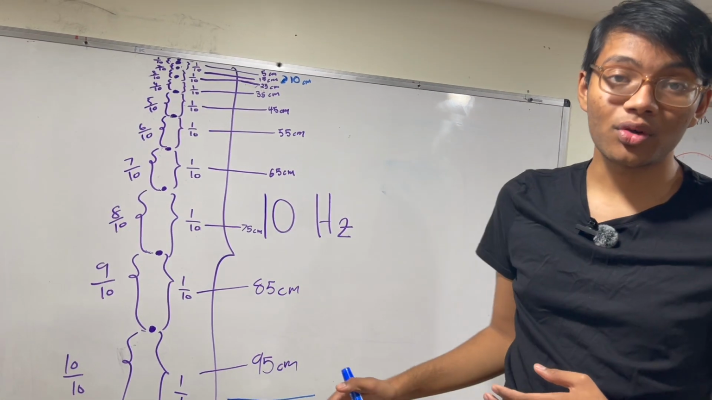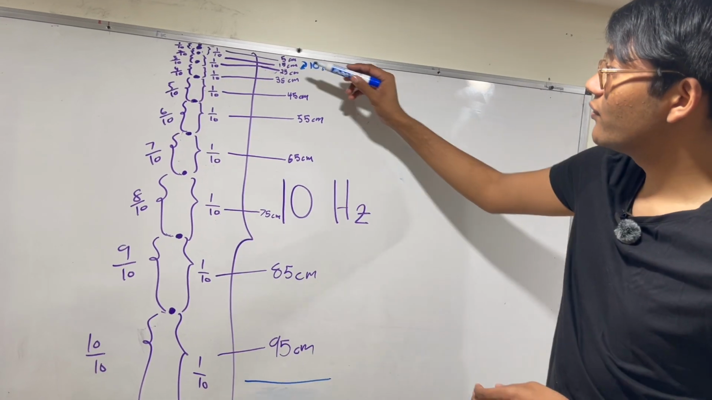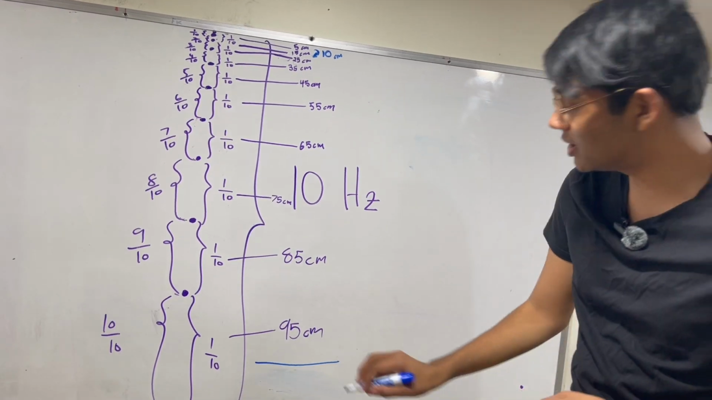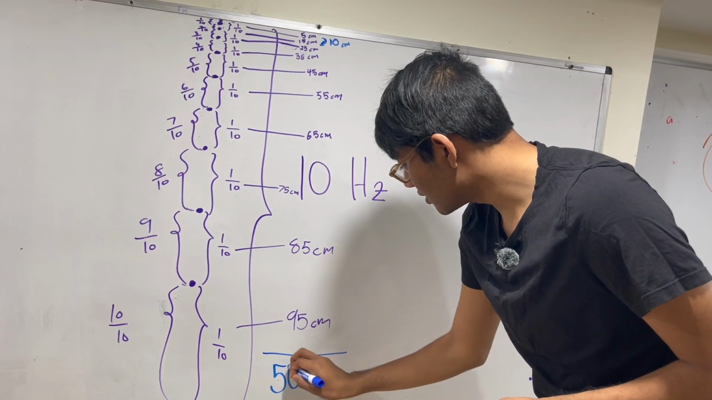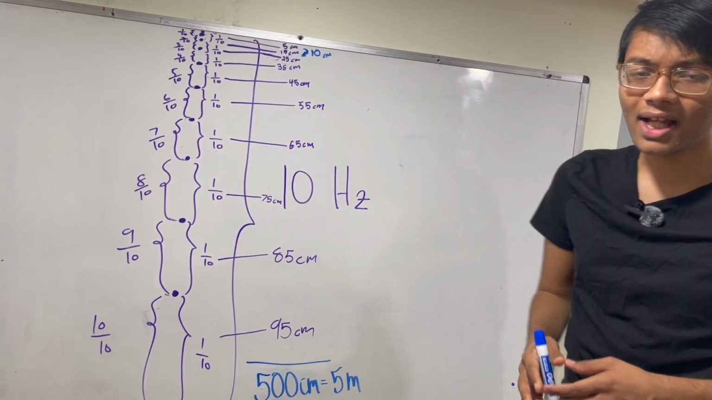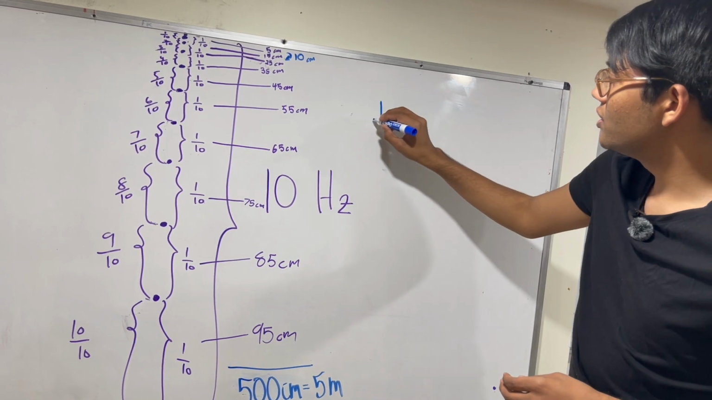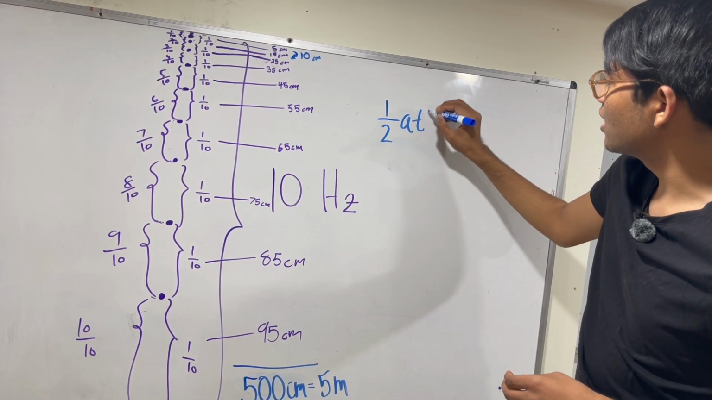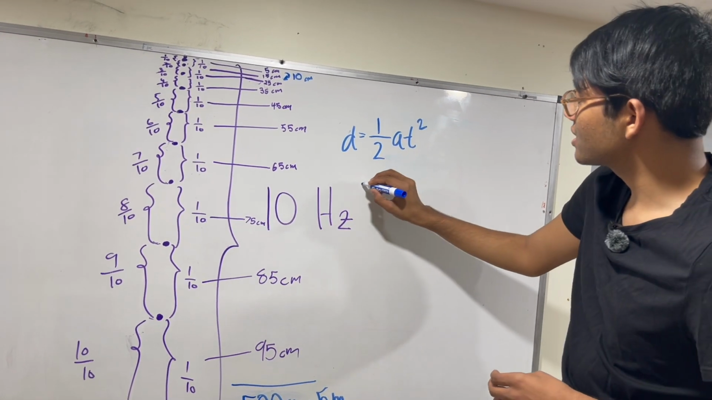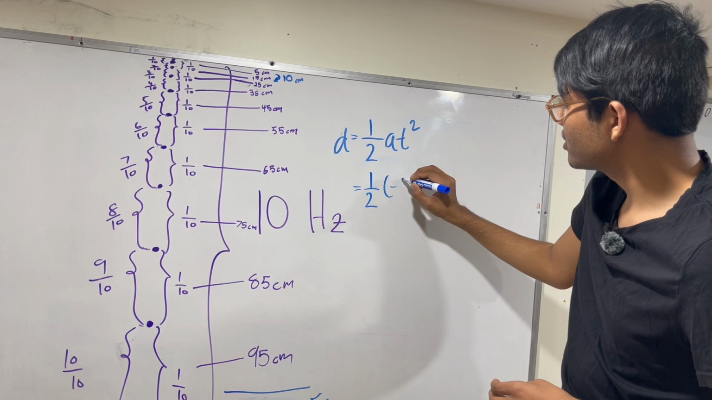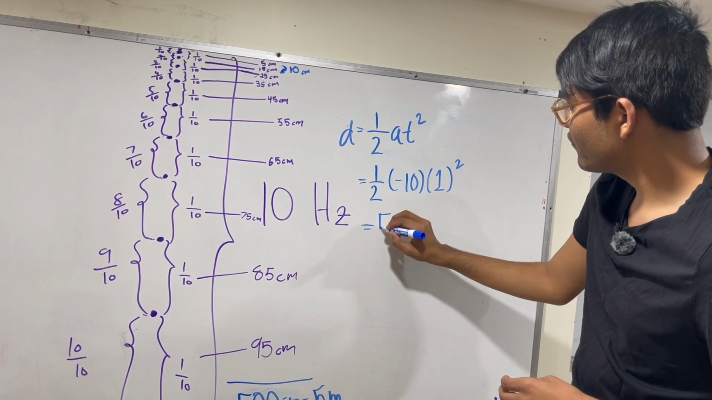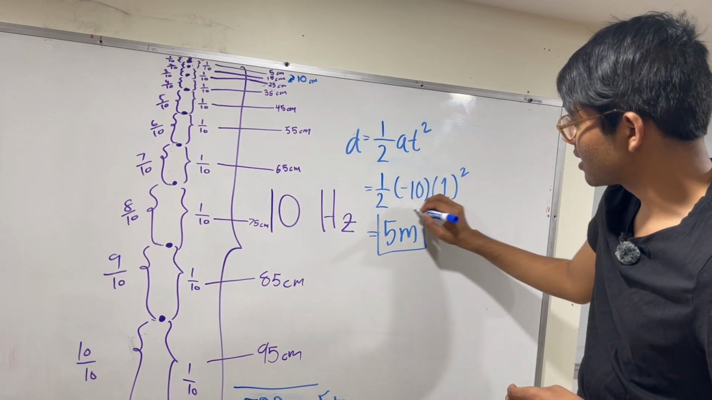Now I want to show you that the total distance increases quadratically. If we add all of these up, 5 centimeters, 15 centimeters, all the way to 95 centimeters, we get 500 centimeters, which is 5 meters. Now you can get the exact same answer using the equation that we know and love, the kinematics equation. d is equal to half a t squared. Now if I just plug in the numbers, a is the acceleration due to gravity, and we let the ball fall for 1 second, that gives us 5 meters as expected.